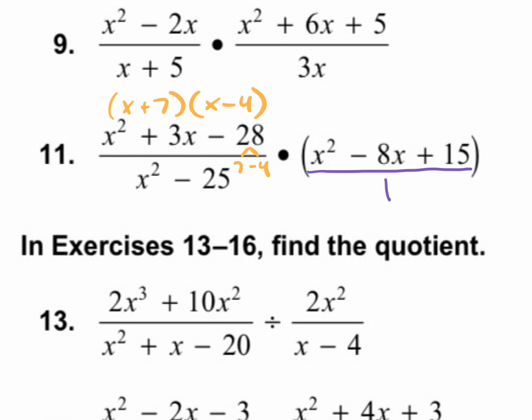Let's factor the bottom now. How do I factor the bottom? x plus 5, x minus 5. Difference of squares. Make sure you know how to factor your difference of squares. And then let's look at the top right. What are 2 factors of 15 that add to negative 8? Negative 5 and negative 3. Perfect. So x minus 5 and x minus 3.